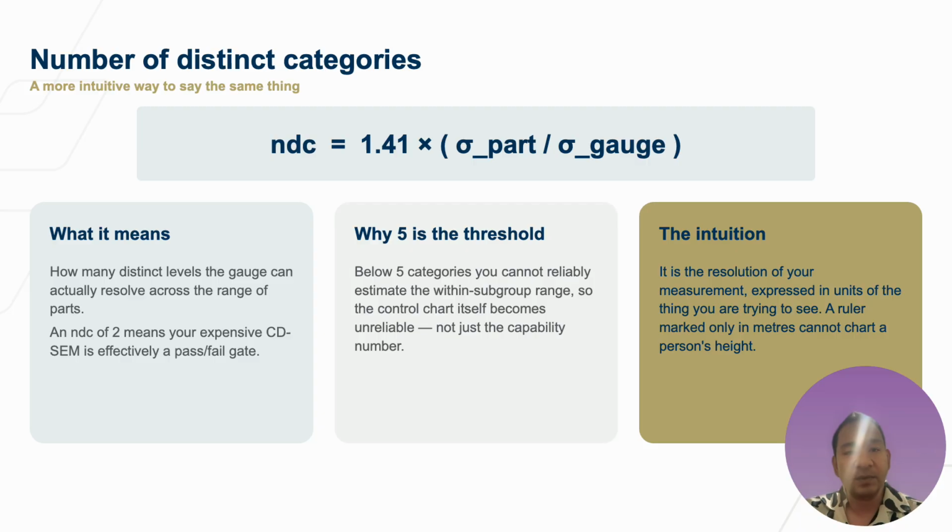Why 5? Why is 5 the threshold? Because below 5 categories you cannot reliably estimate within-subgroup range, which means the control chart itself becomes unreliable, not just the capability number. You lose the whole apparatus, not one index. The intuition I like: it is the resolution of your measurement expressed in units of the thing you are trying to see. A ruler marked only in meters cannot chart a person's height. The ruler is perfectly accurate and it simply cannot resolve the variation you care about.